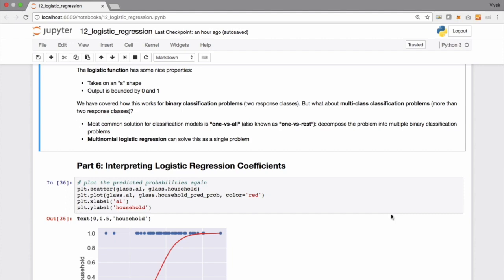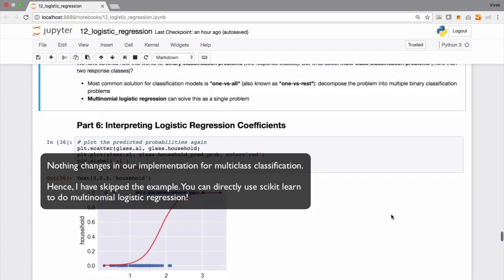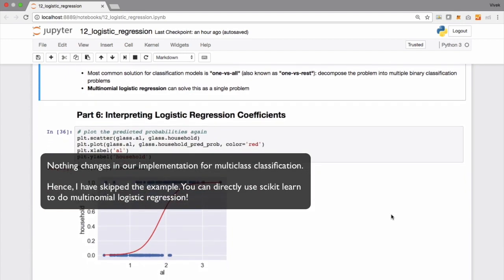So we came up with a variable called household, which had 2 values, 1 and 0. But what about multi-class classification problems? That is something that has more than 2 response classes. Now the most common solution for classification models is one versus all, which also goes by the name of one versus rest. Decompose the problem into multiple binary classification problems, but multinomial logistic regression is something that can solve this as a single problem.